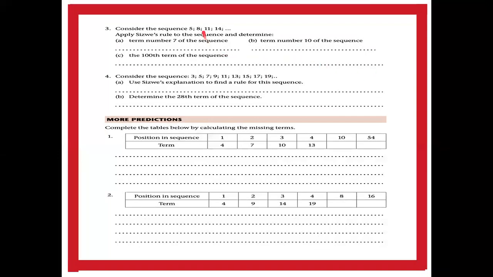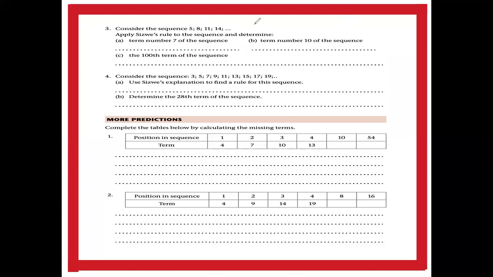Consider the sequence 5, 8, 11, 14. Apply Caesar's rule to this sequence and determine term number 7 of the sequence, term number 10 of the sequence, and the 100th term of the sequence. Okay, so now let me try to explain properly how to do this. So we find the difference first.